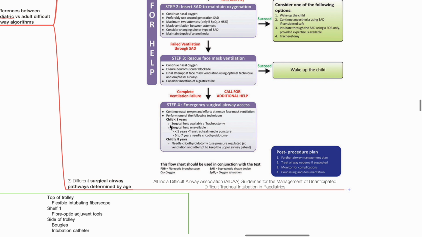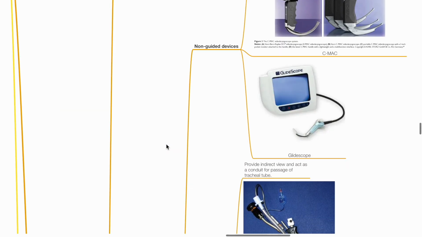If surgical help is available, proceed with tracheostomy. If surgical help is unavailable, if less than 5 years old, proceed with transtracheal needle puncture. 5 to 7 years old, proceed with needle cricothyroidotomy. For children 8 years or more, proceed with needle cricothyroidotomy, jet ventilation.